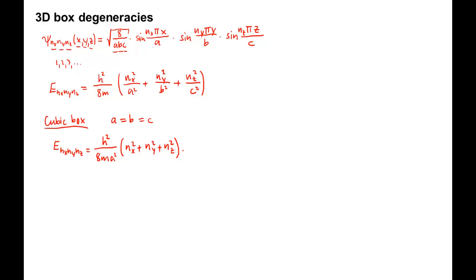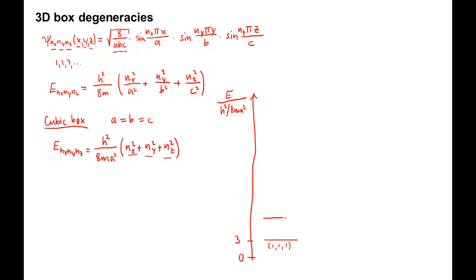Let's plot an energy level diagram for the associated stationary states. Let's plot the energy in units of h squared over 8ma squared. If all the three quantum numbers are equal to 1, the sum of squares in the energy expression equals 3. Therefore, the ground state has an energy of 3 h squared over 8ma squared. This is the zero-point energy.